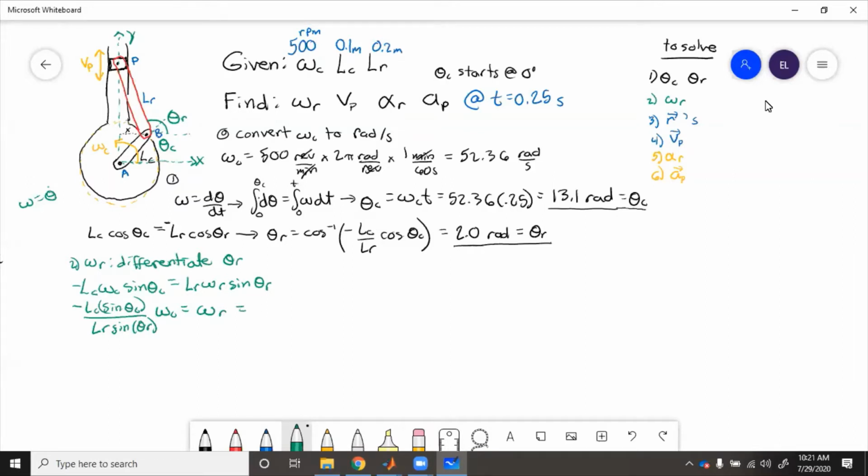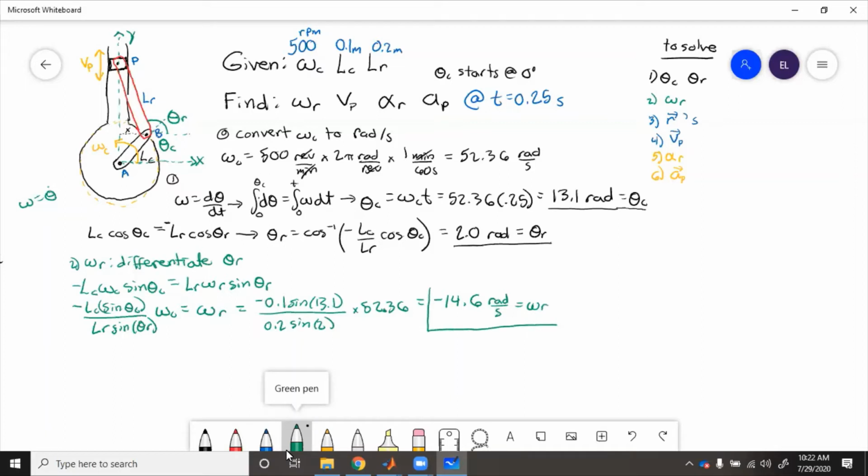So if we put numbers into that, we have negative 0.1 sine of 13.1 over 0.2 sine of 2 times 52.36, which equals negative 14.6 radians per second equals omega R. So this is first answer.